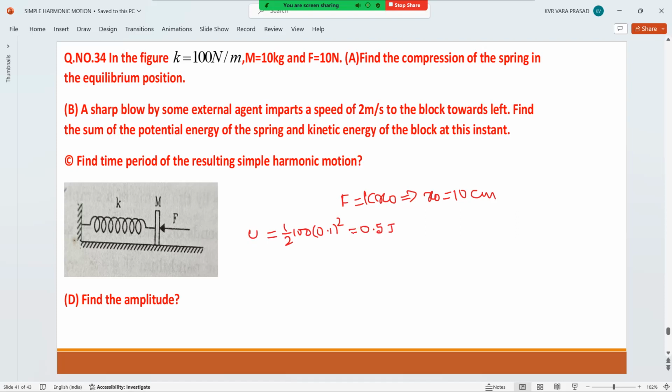And see what about the kinetic energy? Kinetic energy equal to half m. M is given 10. V square. V square is now, wait. I think here mass is not 10. It is 1 kg. So make a correction here. Mass is, take 1 kg. Okay. Take mass 1 kg.